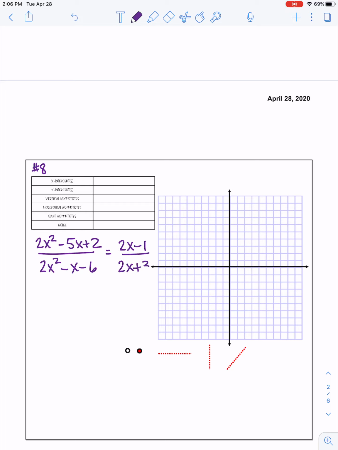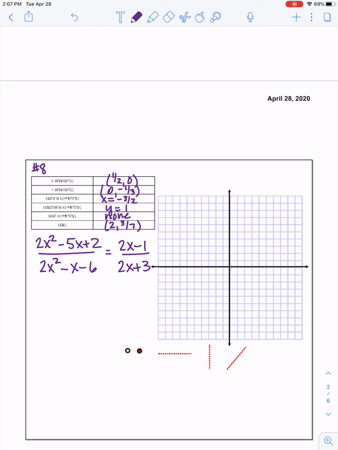So it turns out I have a hole. We did these problems already, so I'm not going to go over them in too much detail. My hole's at 2, 3/7. I have an x-intercept at 1/2, 0. I have a y-intercept at 0, negative 1/3. I have a vertical asymptote at x equals negative 3/2. Horizontal asymptote at y equals 1. And a slant asymptote I don't have because I have the horizontal.